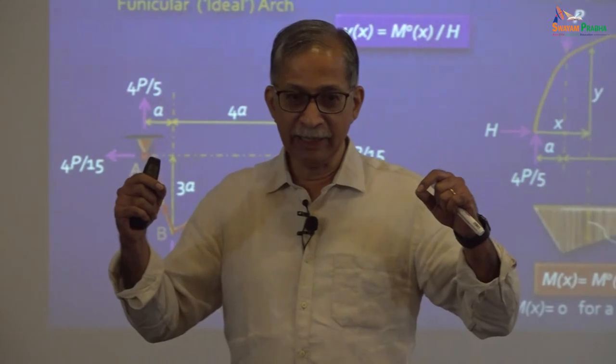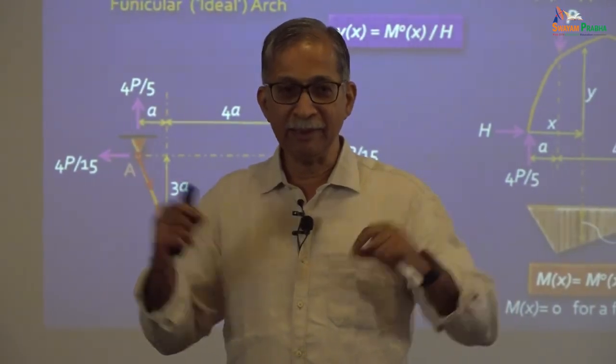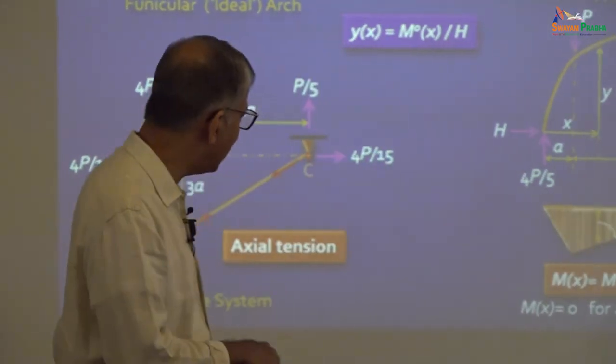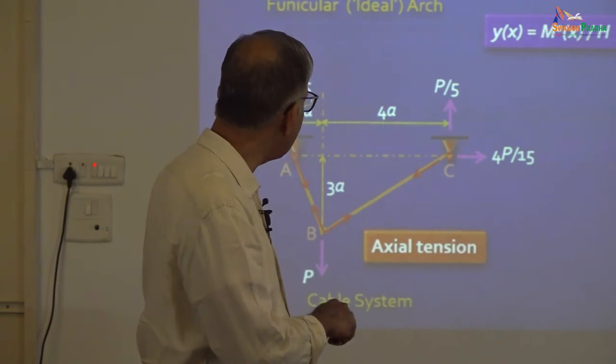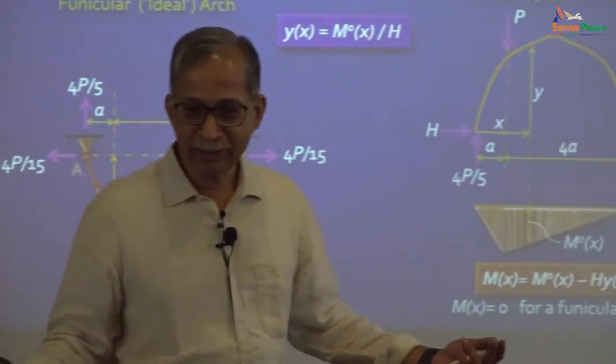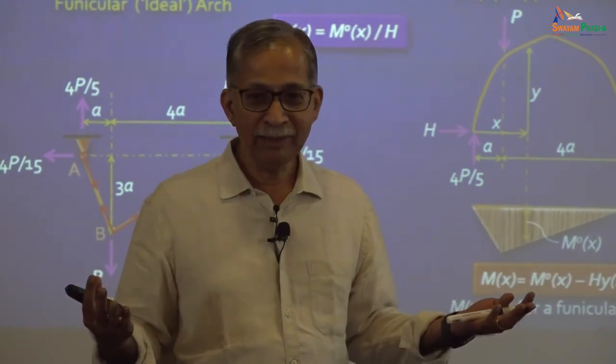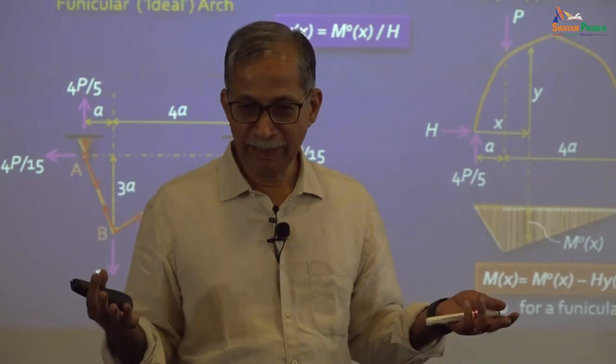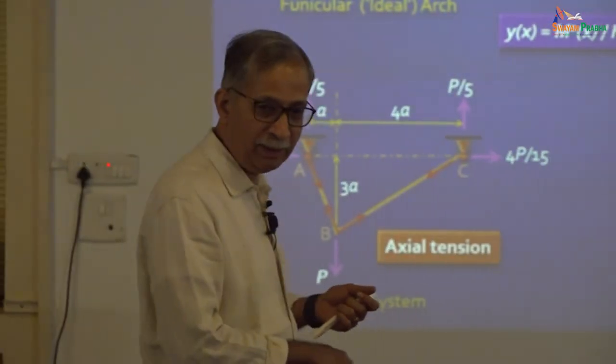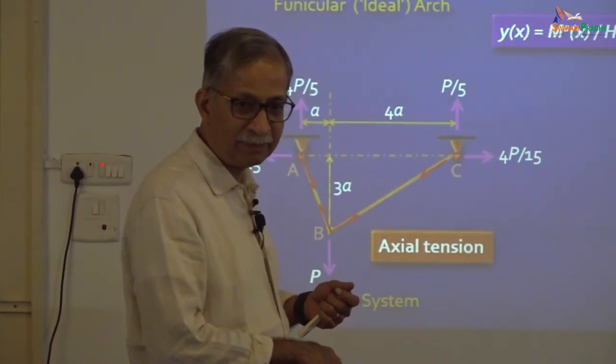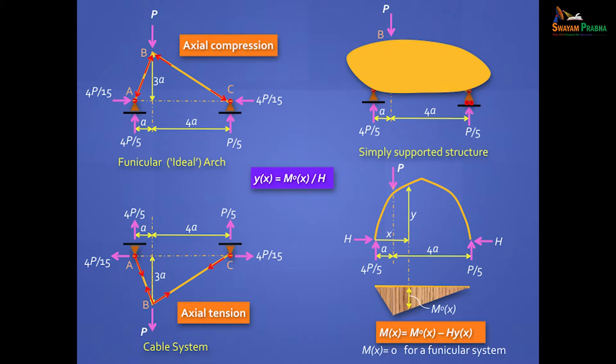If your structure is shaped like the bending moment diagram, at least the outline of it, either down or up, then you can say, fantastic, for this loading, that shape is funicular. Meaning, this equation will hold good. Even better, the moment will be equal to zero. Why? Because if this is equal to zero, then the shape, the vertical ordinate, the rise in the arch or the sag in the cable, will be M0 divided by this constant H, whatever the value of H is. Which means y of x is directly proportional to M0 of x.